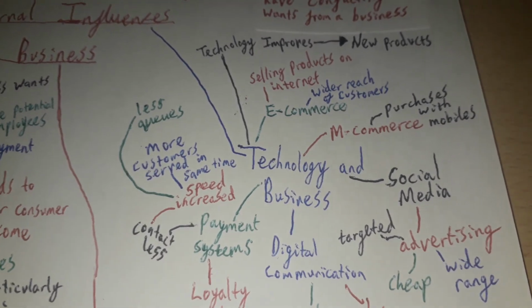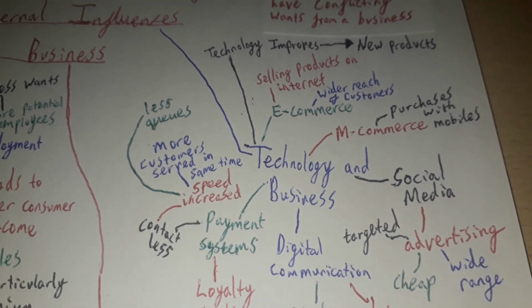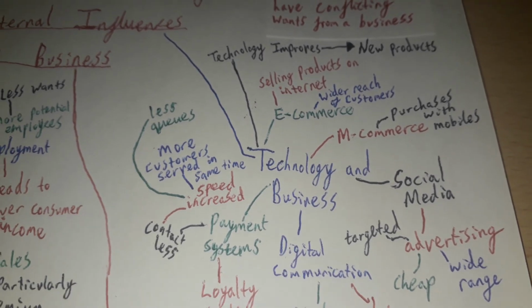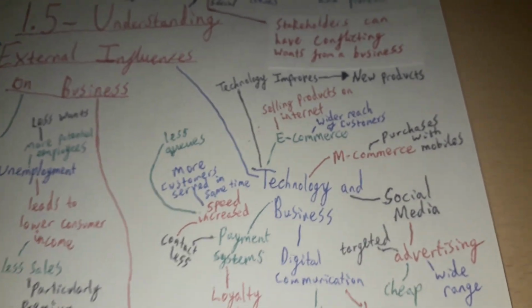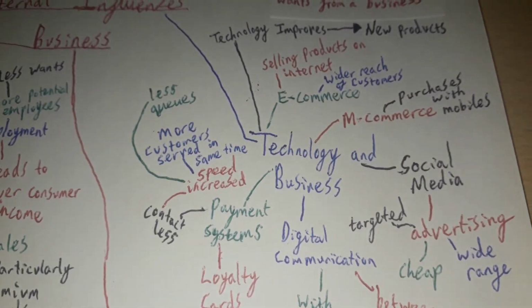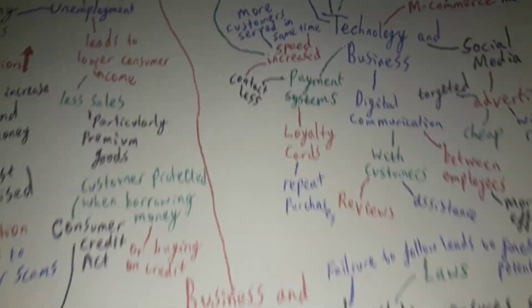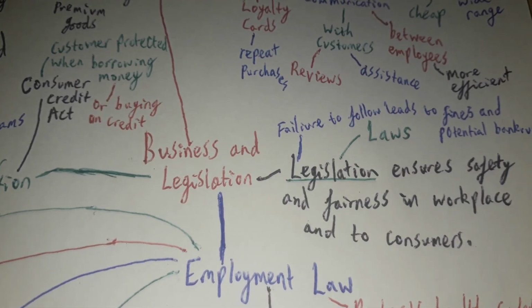Also, something else relatively new, well, a lot more new, is contactless payment, and this increases the speed that someone can buy a product for. So this means more customers can be served in the same time. It also means there's less queues, meaning it's more convenient to buy something if you're using this system, or if everyone is.